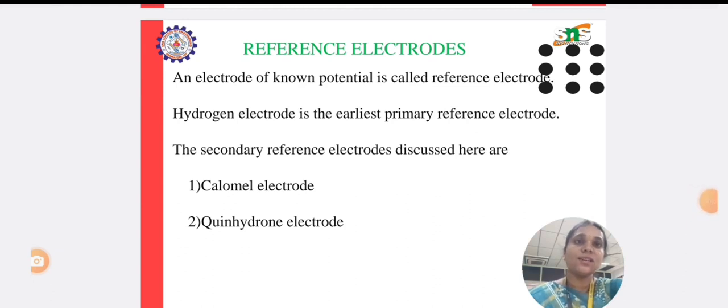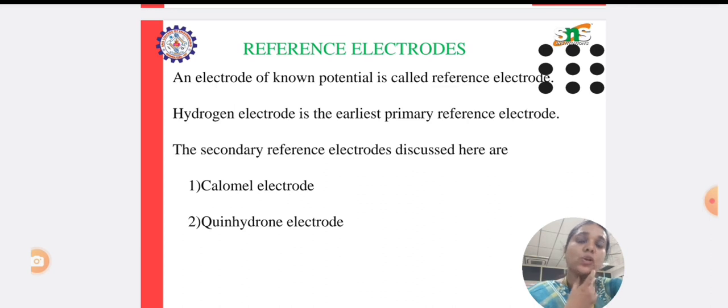Reference electrodes. An electrode of known potential is called a reference electrode. We take that known potential electrode as the reference, and the unknown electrode is the sample electrode. So the electrode of known potential is called a reference electrode.